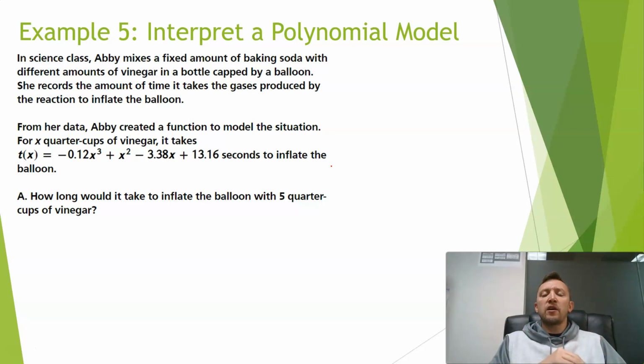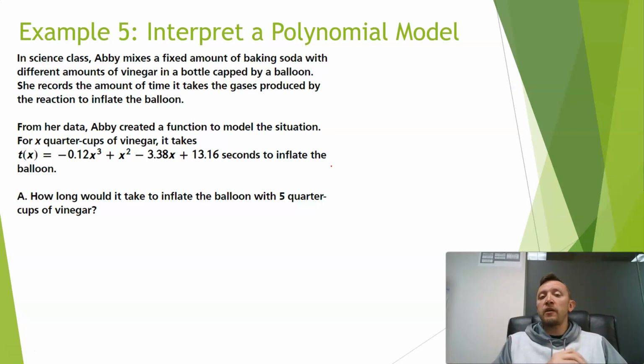Okay, now before we get started with this, we want to make sure we know what x and y represent. So x represents the number of quarter cups of vinegar. And our answer is how long it would take for the balloon to inflate. So when it says how long would it take to inflate the balloon with 5 quarter cups of vinegar, that means we just replace x with 5. That's all you've got to do.